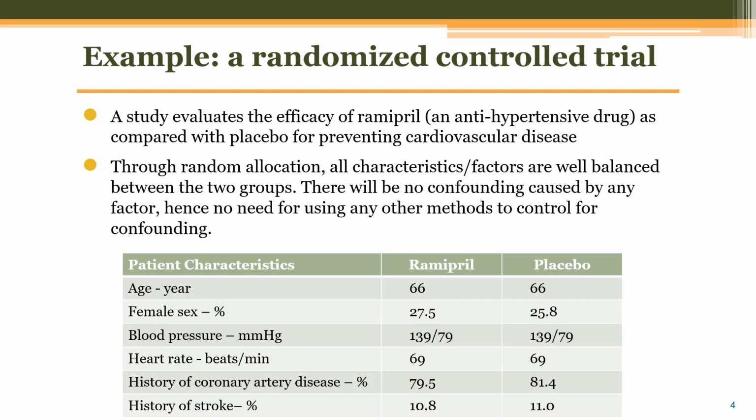Let's have a look at an empirical example of a randomized control trial that evaluates the efficacy of ramipril, an antihypertensive drug, as compared with placebo for preventing cardiovascular disease. The subjects are randomly allocated to ramipril or placebo group. We can see that after random allocation, all patient characteristics are well balanced.